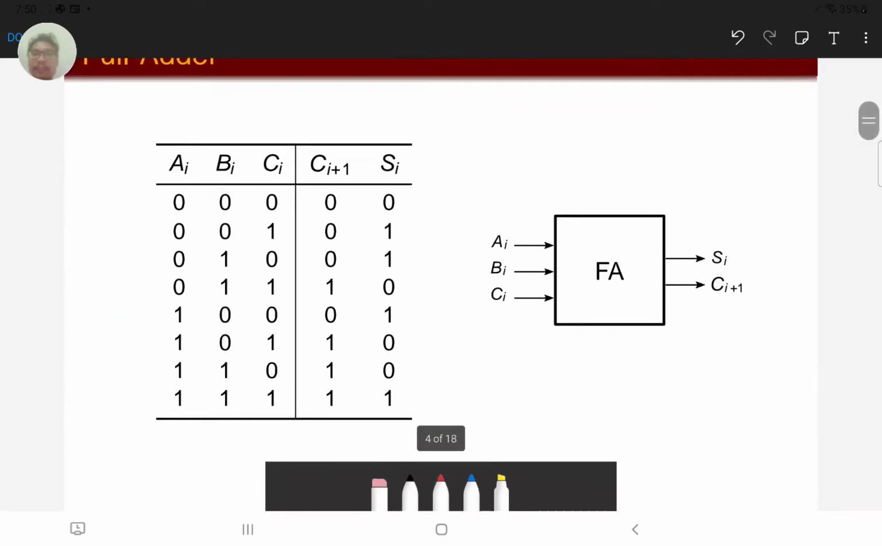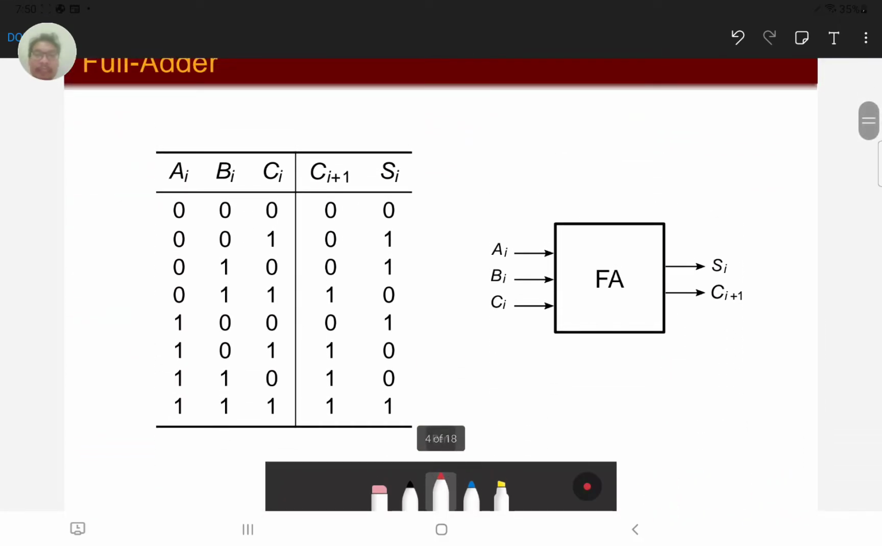So if we extend our half adder, we can get the full adder, where the full adder is now adding 3 bits. That's the main difference between the half adder and the full adder: the half adder is adding 2 bits of numbers, and a 1-bit full adder is adding 3 bits of numbers.